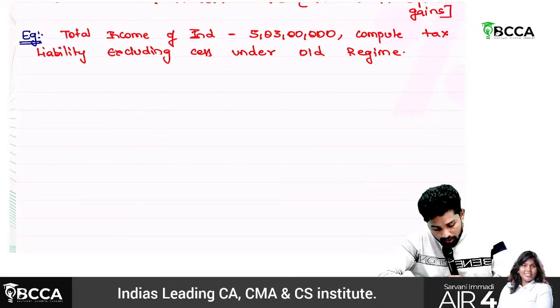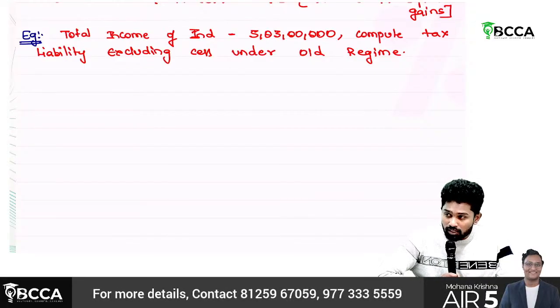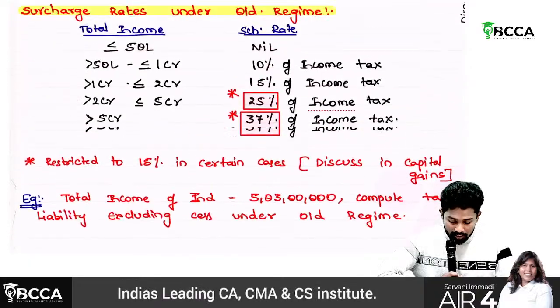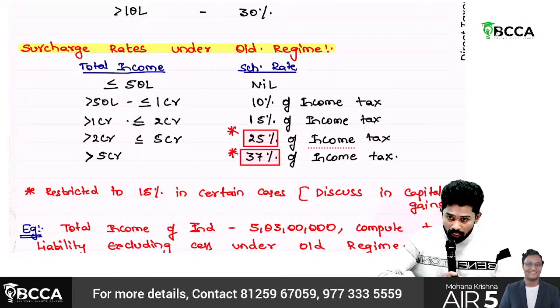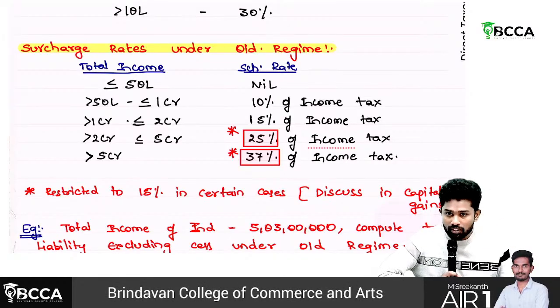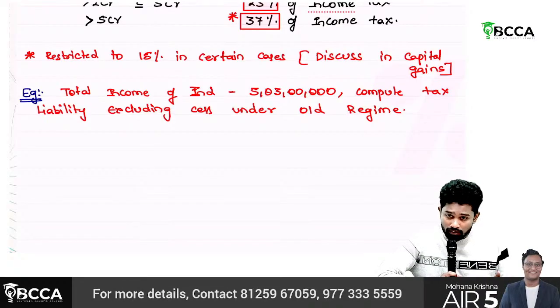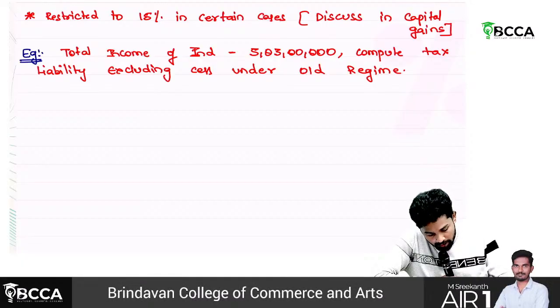So again, first, the given total income, is it nearer to the surcharge limit or away from it? Nearer to the surcharge. What are the surcharge limits here? 50 lakhs, 1 crore, 2 crore, 5 crores. Where there is a change in surcharge rate, those limits are called surcharge limits. Here the given income is 5 crore 3 lakhs, which is nearer to the surcharge limit. So marginal relief is applicable.